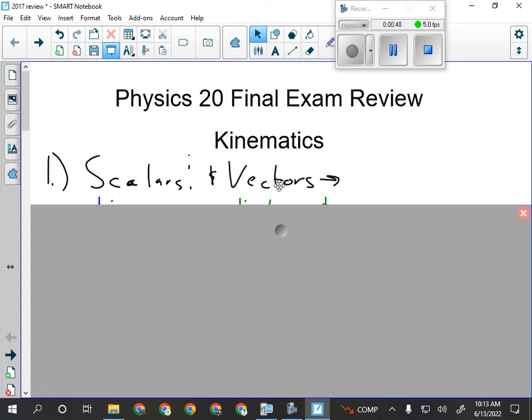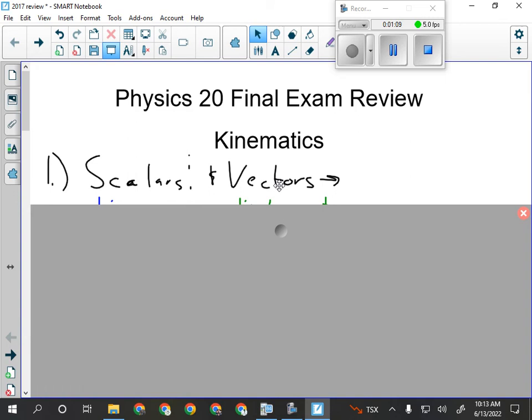Speed. Speed is a scalar quantity. Distance is a scalar quantity. Time is a scalar quantity. Work and its counterpart, energy, are scalar quantities for sure. Also things like period and frequency and stuff like that are obviously scalar.